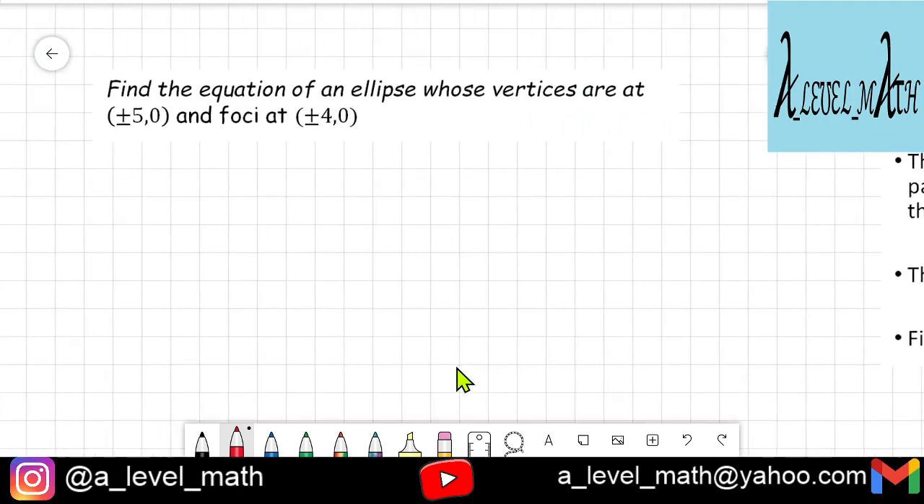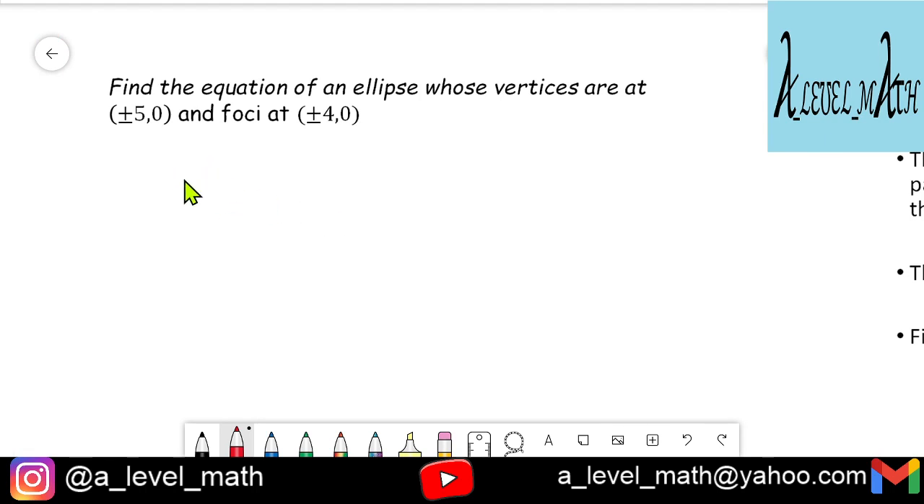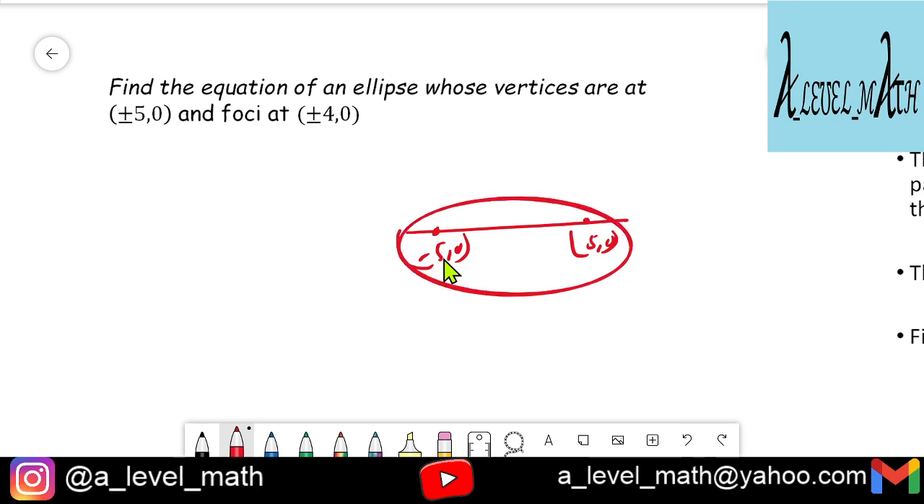Find the equation of the ellipse whose vertices are at plus minus 5 comma 0 and foci are at plus minus 4 comma 0. Because the vertices are at plus minus 5 comma 0, 5 comma 0 lies over here, minus 5 comma 0 lies over here. So it's clear that my ellipse in this case is a horizontal ellipse, guys, not a vertical ellipse, because my vertices tell me that my major axis is along the x-axis. This is how you have to determine, based on the coordinates, whether your ellipse is a vertical or a horizontal ellipse, and then you can go ahead and write down the equation.